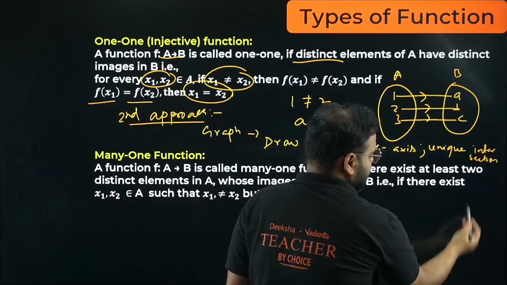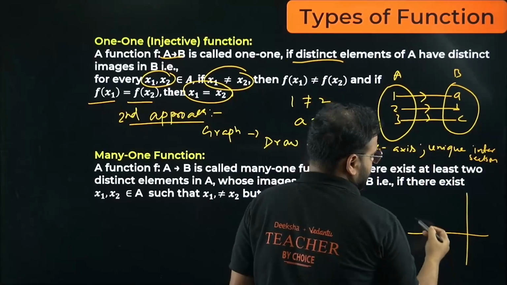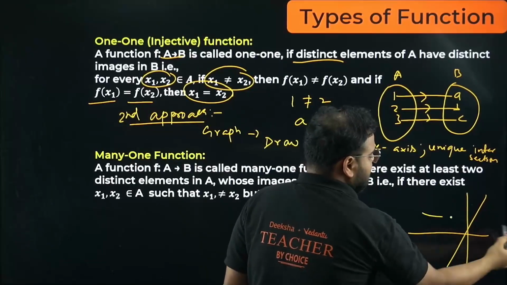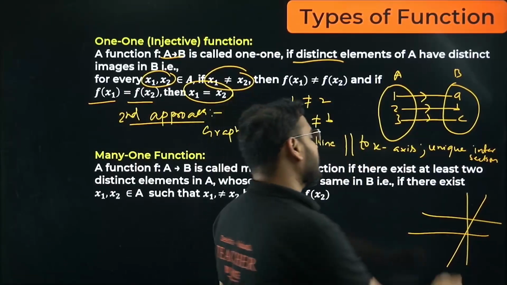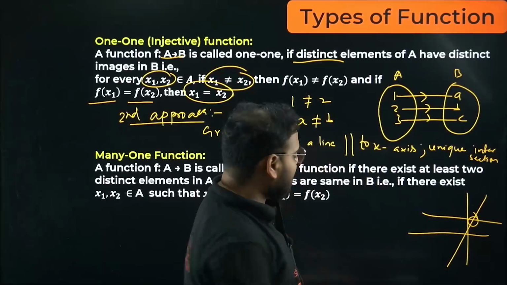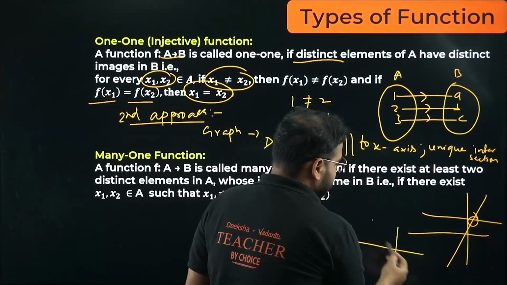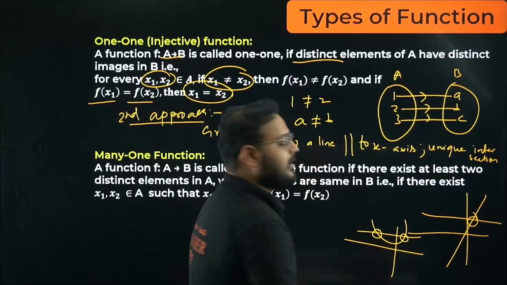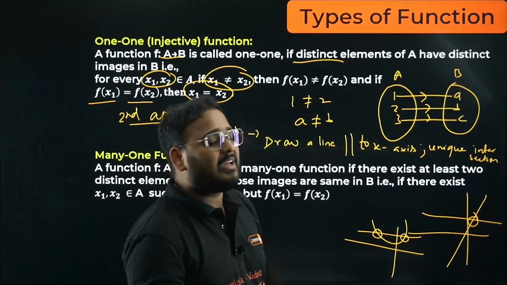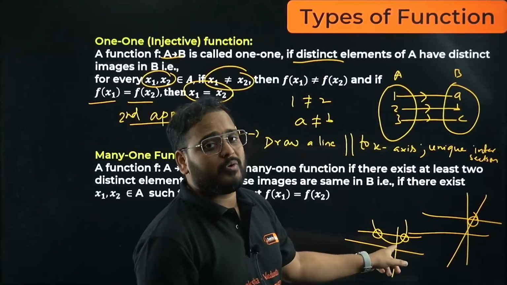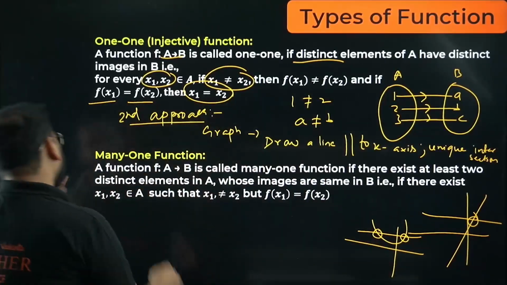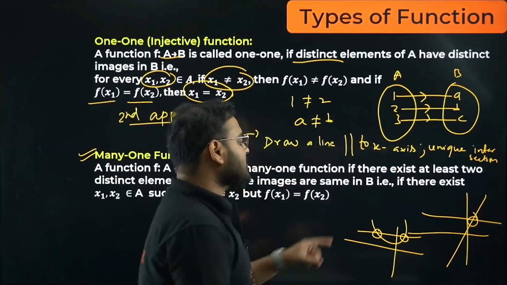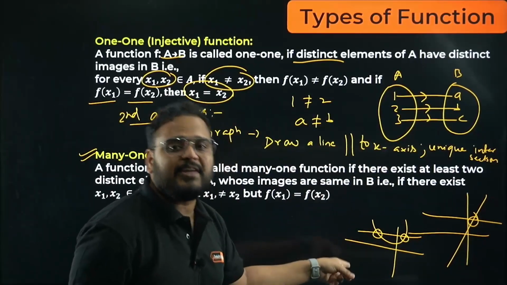So what I mean by that is, like this: draw a line parallel to the x-axis. How many intersections are there? Only one, so a unique intersection. Let's draw a graph like this. How many intersections do I get? 2, over here and over here. It means more than one, not unique anymore. It will become not 1-1, and not 1-1 is called a many-one function. This is a 1-1 function, this is a many-one function.